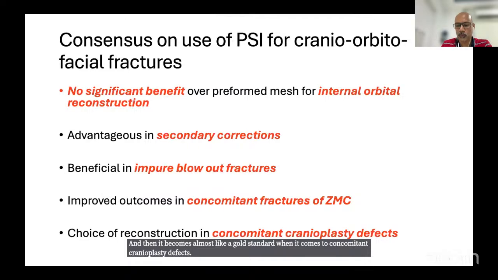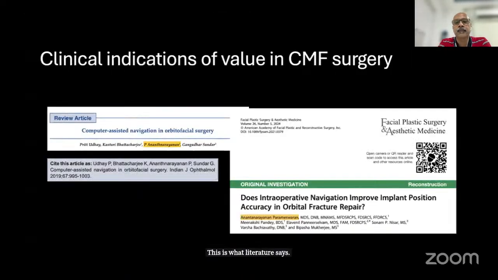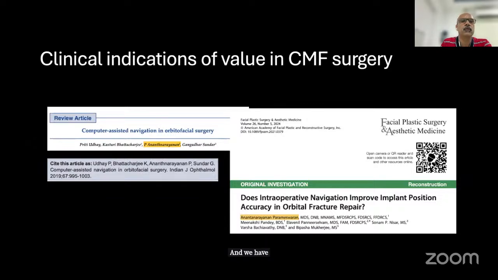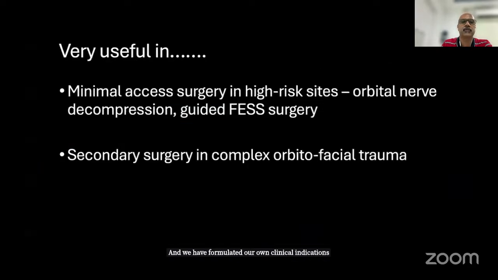This is what literature says. And we have had a fair share of use of navigation, like Dr. Preeti has already told. We work together on a lot of cases, and we have formulated our own clinical indications of value in CMF surgery.